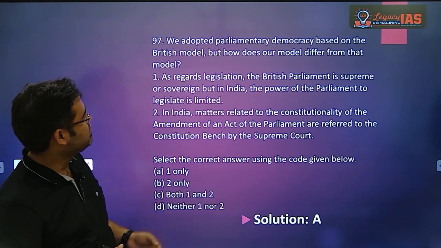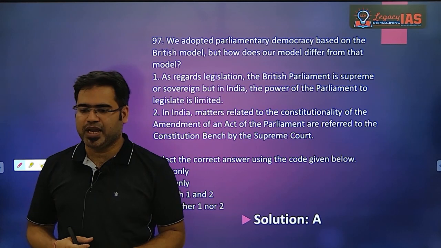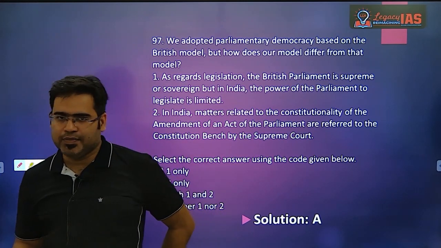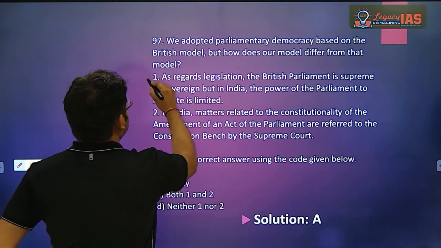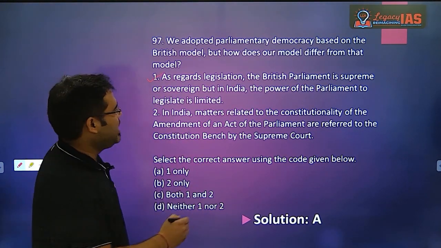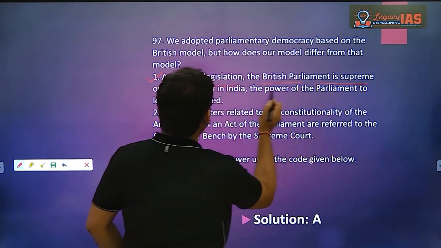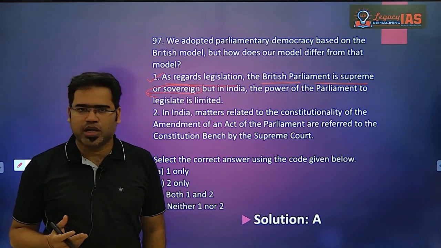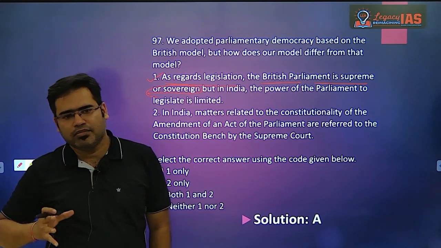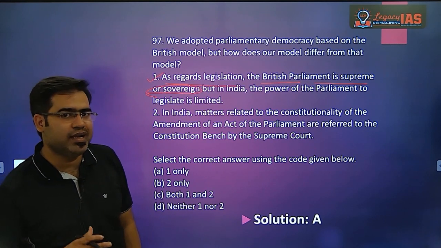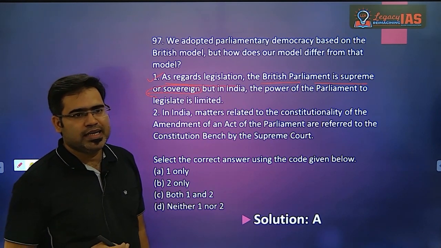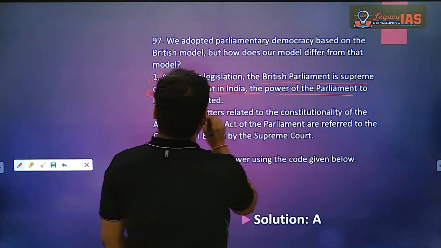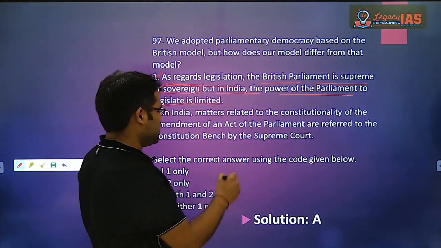So the first question, here question 97, is: we adopted parliamentary democracy based on the British model, but how does our model differ from the British model? Here, if we read the first statement, as regards legislation, the British parliament is supreme or sovereign. Definitely we know that the Indian parliament is not supreme, not even sovereign, because we have a mixing of parliamentary supremacy and judicial review. This is one of the salient features of our Indian constitution. In India, the power of parliament to legislate is limited, so definitely this statement is correct, no doubt about it.